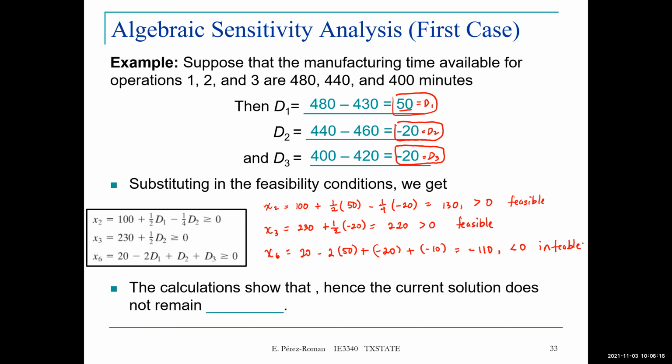Okay, so if I make these changes to the right-hand side, if I increase D1 by 50 units and decrease D2 by 20 and decrease D3 by 20, that's going to make my decision variables, at least X6, become negative, which is going to tell me that this solution is not feasible. Okay, so I cannot implement these changes that I'm recommending. I'm not going to be able to keep the same optimal solution if I proceed with those changes. So my solution is no longer optimal.